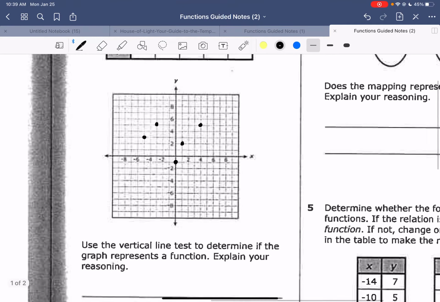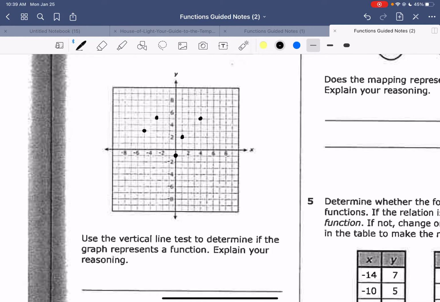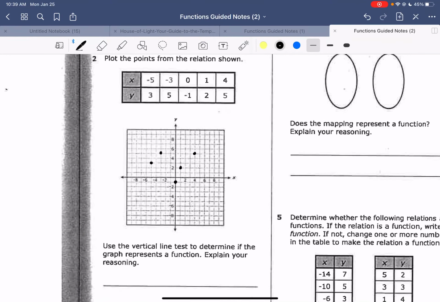And now our question is, use the vertical line test to determine if your graph represents a function. Explain your reasoning. Okay, so let me get a vertical line. So I'm going to go ahead and create my vertical line for our vertical line test. Our vertical line test is going to tell us that this vertical line that I'm going to drag across my coordinate points should have no points that touch the line twice.